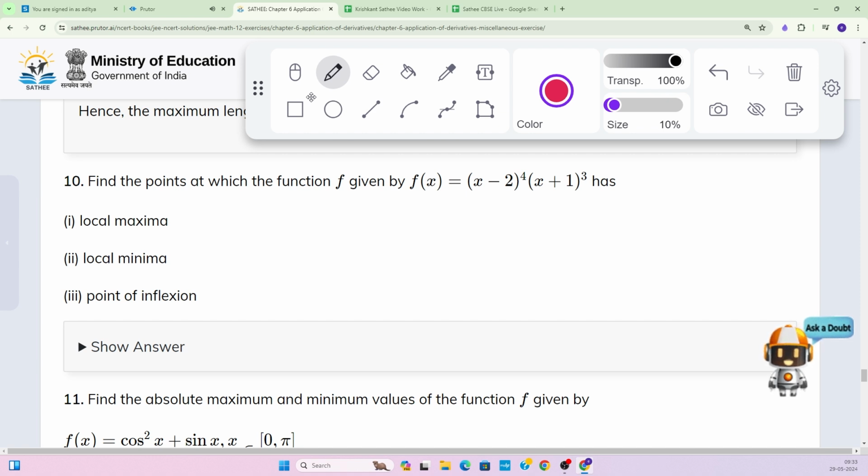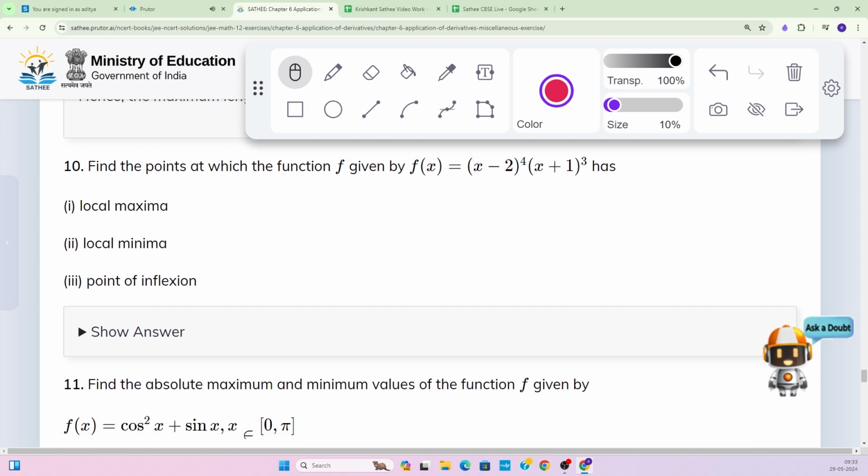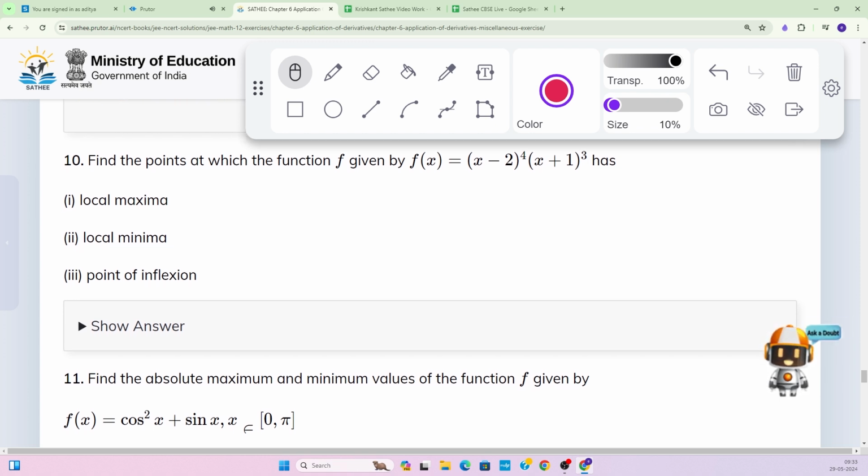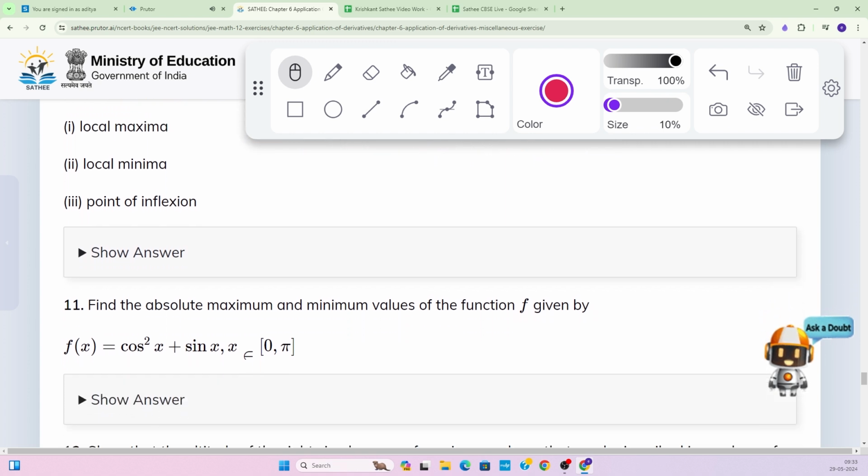Find the points at which the function f given by this expression has local maxima, minima and point of inflection. So what we have to do is just find the first order derivative first, put it equal to 0, and then see where the first order derivative expression changes its sign from negative to positive or positive to negative. Then we can say this is minima, this is maxima, or this is neither minima nor maxima, meaning an inflection point.